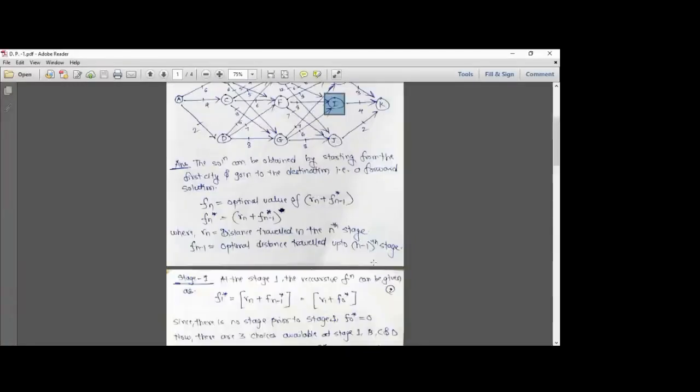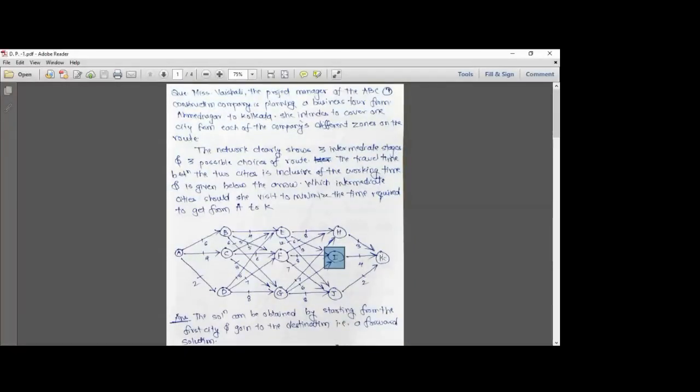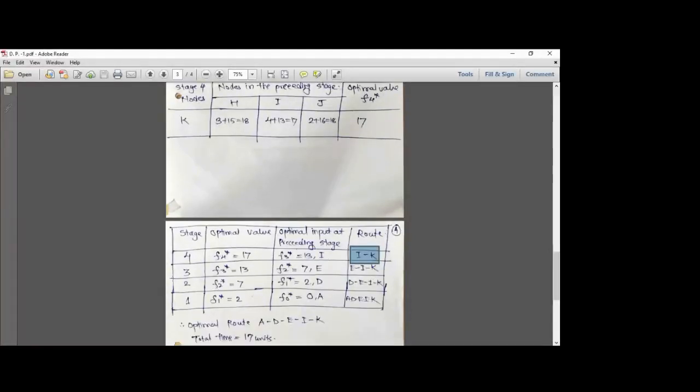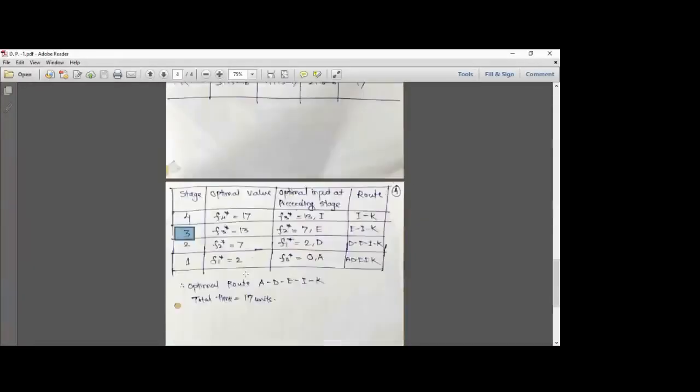This is final route. There is no other route. You can't go from H to K. You can't go from J to K for achieving the optimality. तो हम लोगों को इस वाले टेबल से अभी क्या मिल गया? एक रूट मिल गया I to K. राइट. तो अभी नेक्स्ट अप्रोच थर्ड स्टेज हम लोग का F3 स्टार कितना है? हम लोगों का F3 स्टार 13 है.